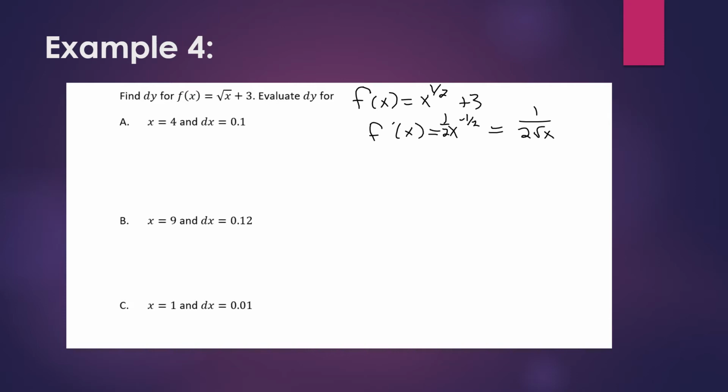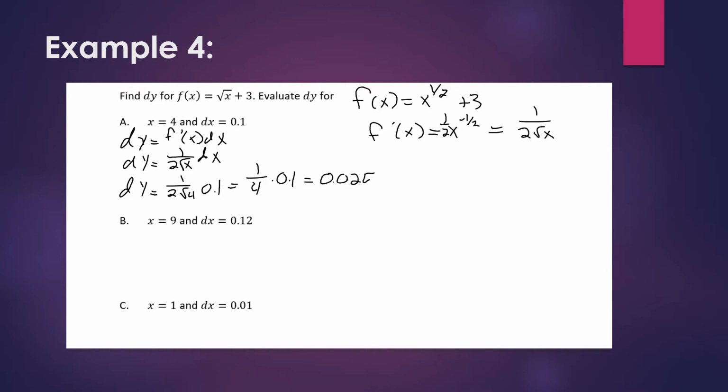So when I want to find my dy, I know that dy is defined as f prime of x dx. So dy is going to be 1 over 2 square root of x dx, and they tell me that x is 4 and dx is 0.1. So dy is going to be 1 over 2 square root of 4 times 0.1. So this is going to be 1 over 2 times 2, which is 4, times 0.1. So that's going to be 0.025.